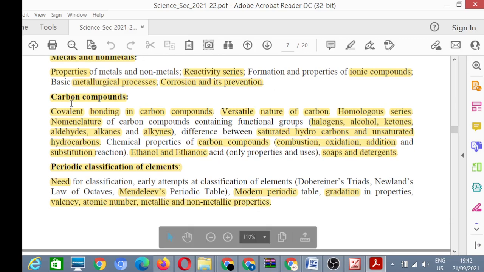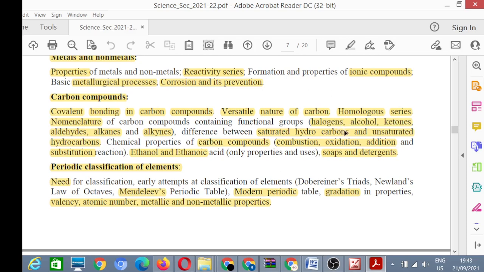Then carbon compounds, that means organic chemistry starts here. Carbon compounds: covalent bonding in carbon compounds, the versatile nature of carbon. Carbon is found everywhere. Then homologous series of carbon. Then nomenclature, for example, IUPAC naming of carbon compounds. Then compounds containing functional groups. There are different types of functional groups in your syllabus.